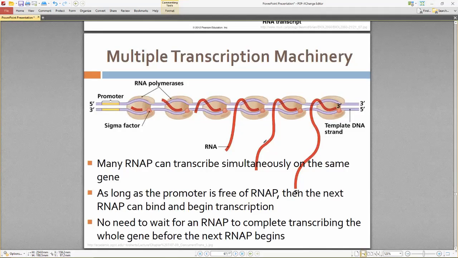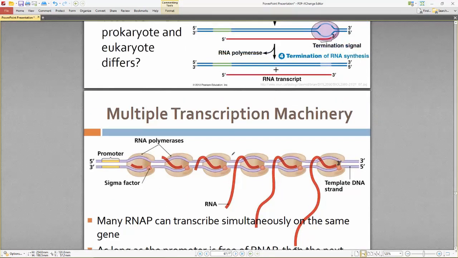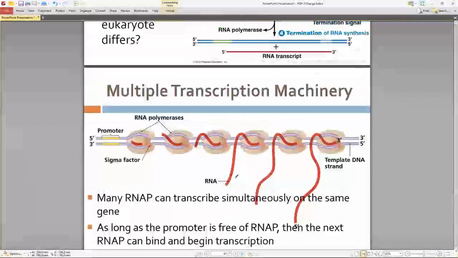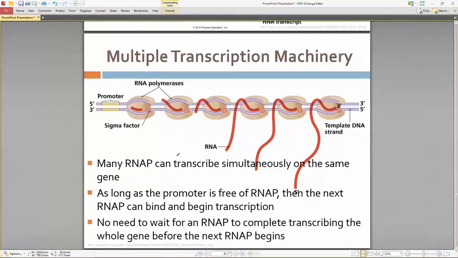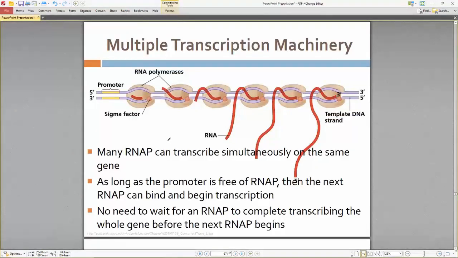Alright, so there is a difference between prokaryotes and eukaryotes after or during this transcription too. So let's take a look at this example. Or no, this is not it. I think this could be the same for prokaryotes and eukaryotes. Sorry, I got ahead of myself. Alright, so let's look at this.